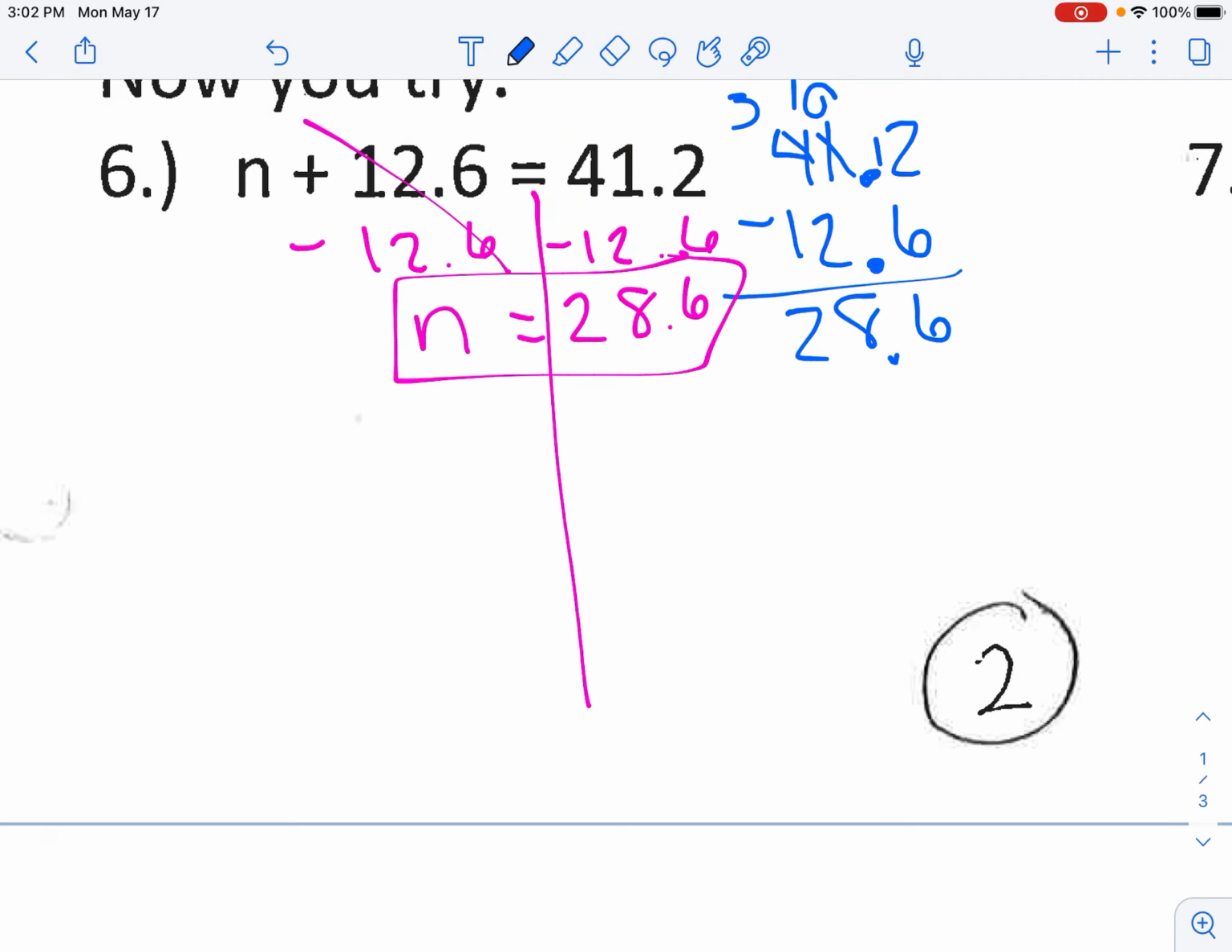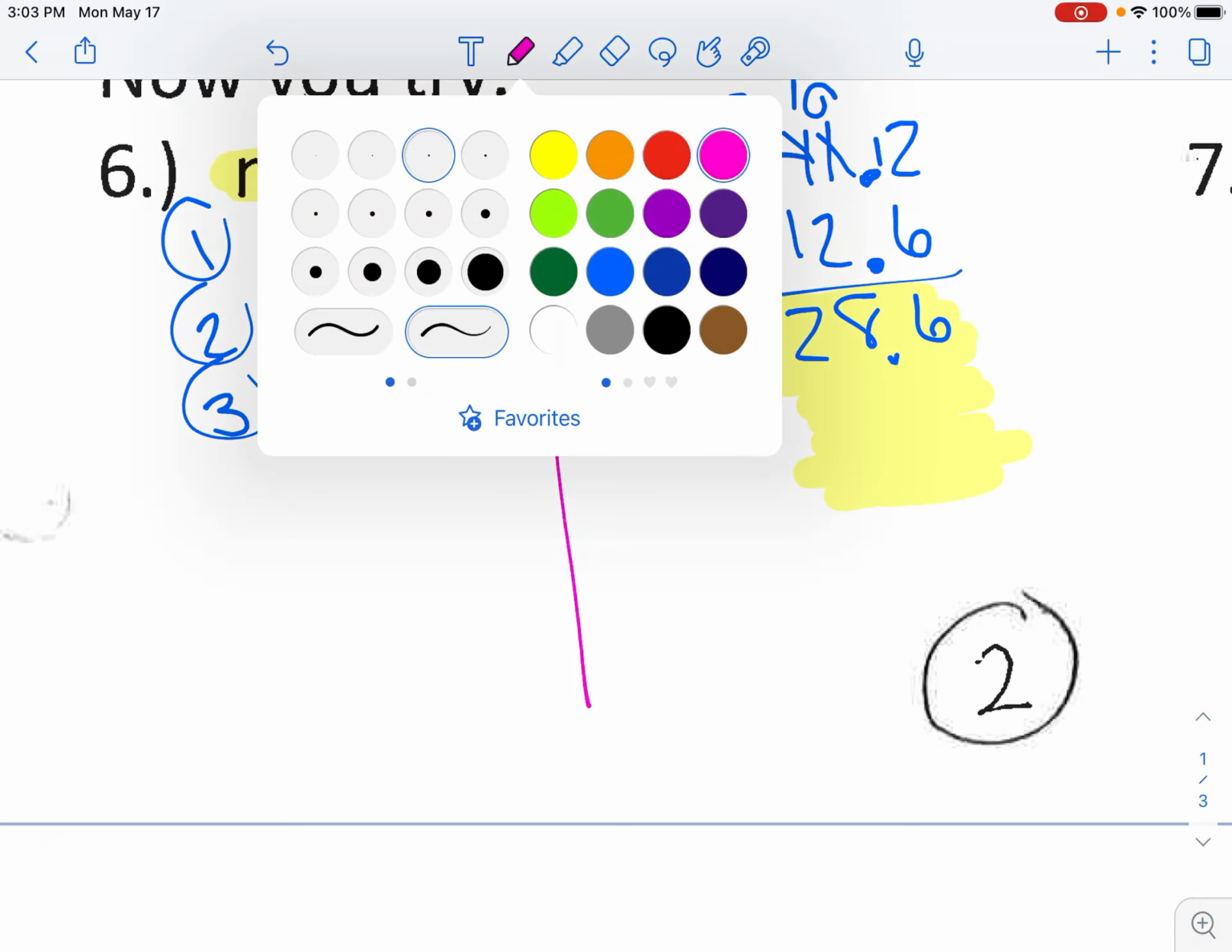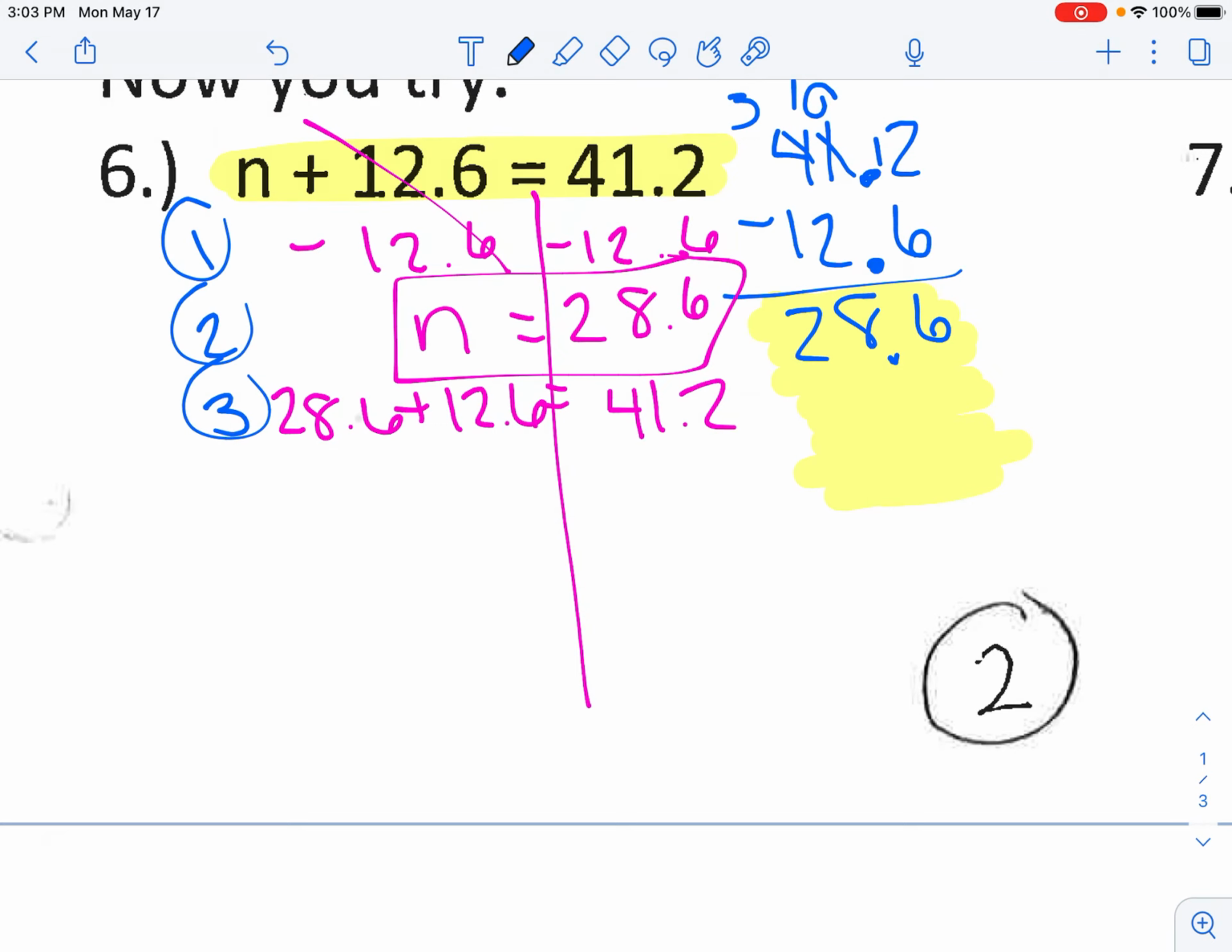So we've done inverse operation. We boxed our solution. Line number 3 is substitution. Substitution is when you rewrite the original equation, but instead of n, you're going to use your solution. So is 28 and 6/10 plus 12 and 6/10 equal to 41 and 2/10? So I'm going to show that math over here out to the side.